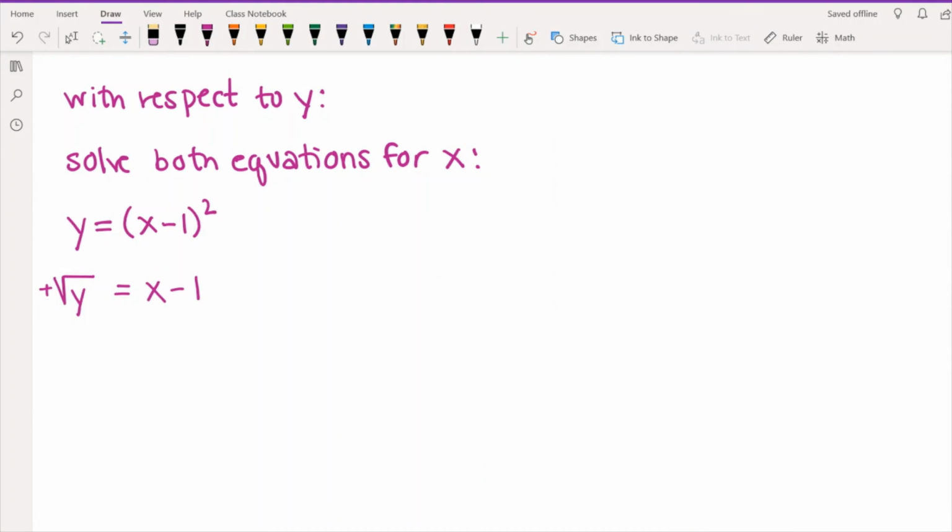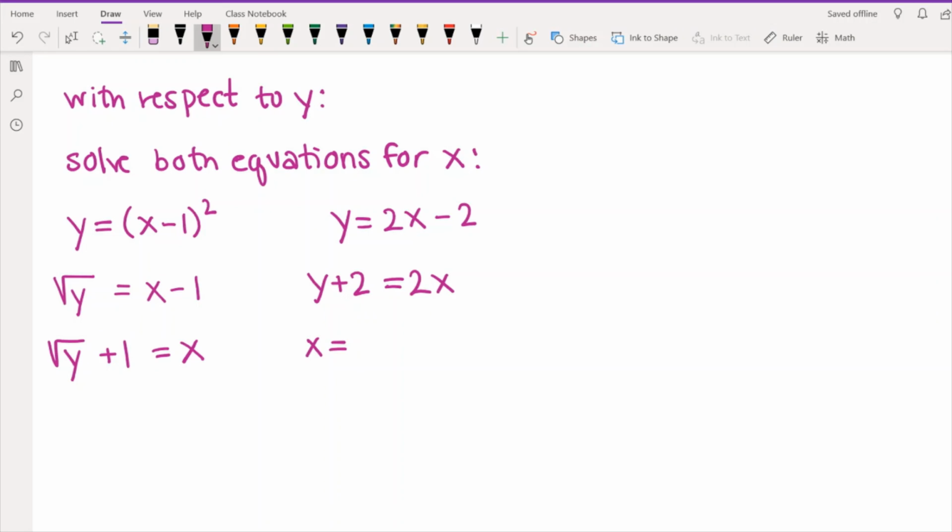So I'm just going to say square root of y is equal to x minus 1. And so that means that square root of y plus 1 is equal to x. So that would be how we would write that function as a function of y. And then the other one is y is equal to 2x minus 2. So that one we would add 2 to both sides and then divide both sides by 2. So that would be x is equal to 1/2, or maybe I'll leave it written this way. So 1/2 y plus 1 would be equal to x.